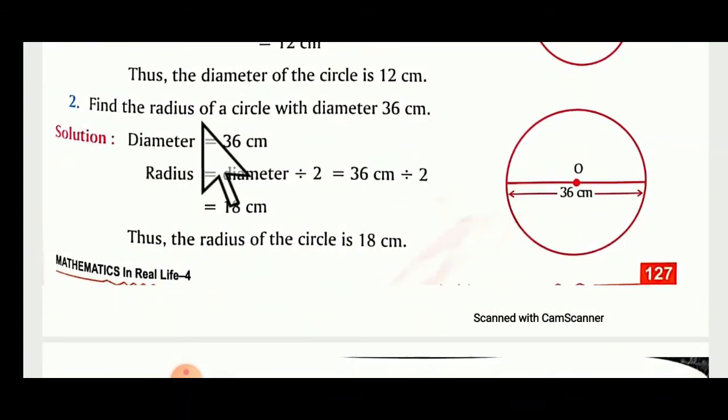Then find the radius of the circle with the diameter 36 centimeter. Diameter means from one end to the other end of the circle. It has the length of 36 centimeter. They are asking to find radius. What is radius? Half of the diameter. So, diameter is 36. Radius is equal to half of diameter. Diameter gets divided by 2. What is the diameter given? 36. 36 centimeters divided by 2. If you divide, you will get 18 centimeter as radius.